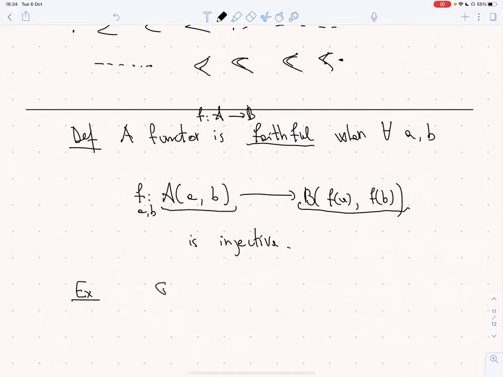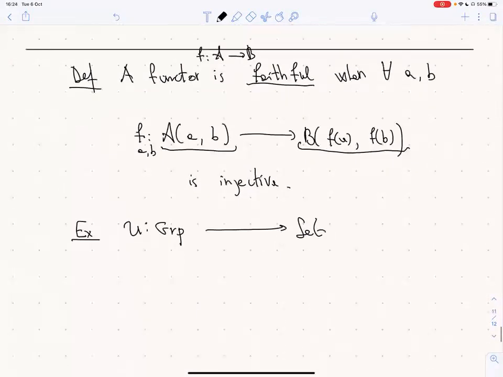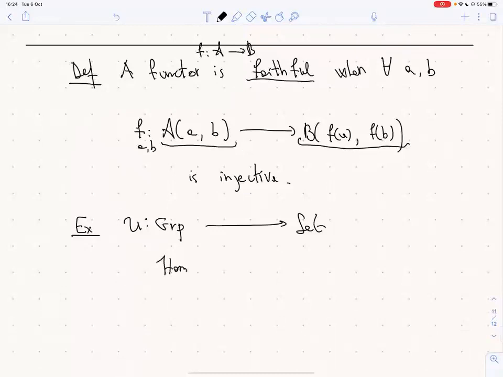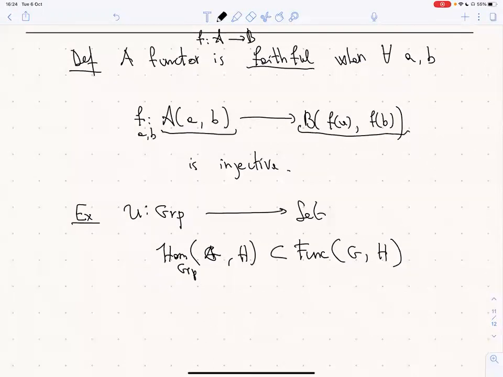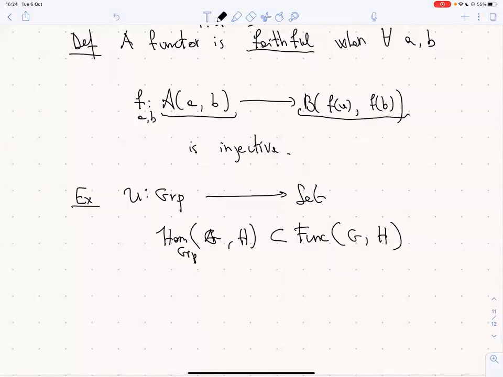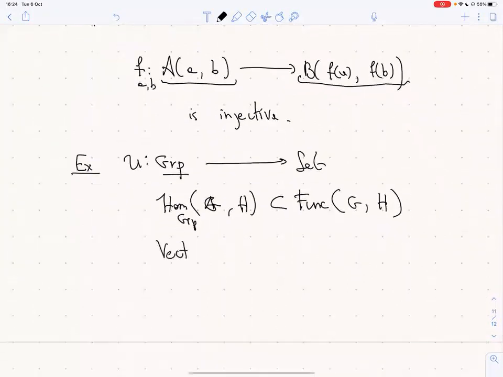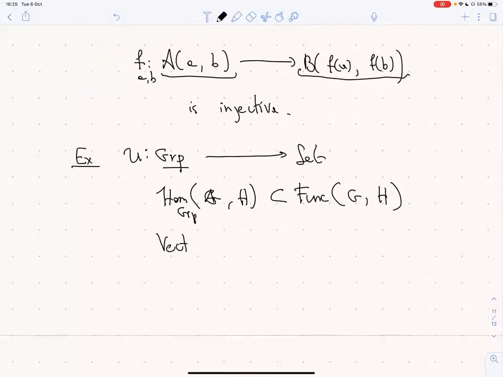An example is the forgetful functor from groups to sets. It is evident that homomorphisms between a group G and a group H are just a subset of functions between G and H. So the forgetful functor is faithful. And in this case, it really means that we can see objects in groups as decorated sets. The same is true for vector spaces, and the same is true in many other examples.